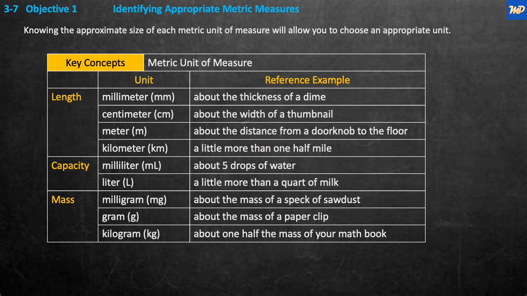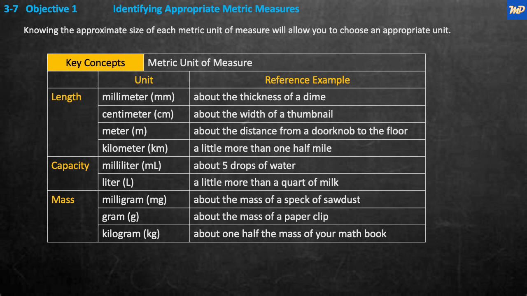Okay, objective 1, identifying appropriate metric measures. Knowing the approximate size of each metric unit of measure will allow you to choose the appropriate unit. So here's the key concept that you should be aware of, and let's think about these and try to memorize them as we go through them.